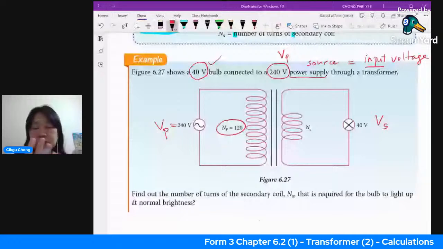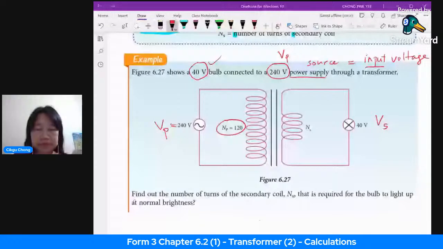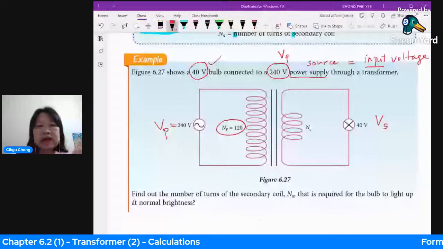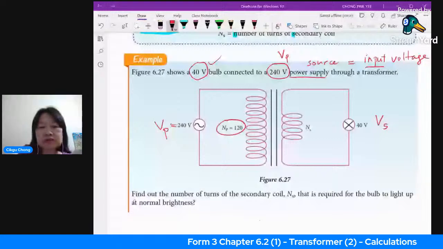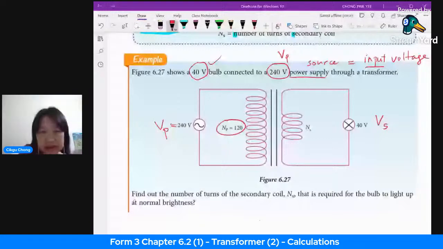They can switch the question. It could be NP or VP or NS or whatever. They can always switch the question around. Look at this one. Find out the number of turns. Number of turns is always N, of the secondary coils, NS.